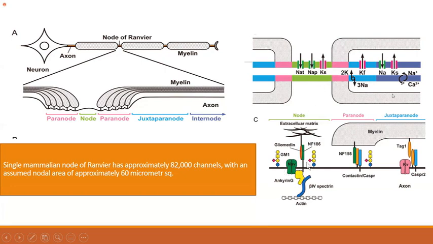These sodium channels are held in place by ankyrin G and NF186, neurofascin 186. Contactin-associated protein holds together the myelin at the paranode with the help of neurofascin 155. Potassium channels are held in place on the axon with the help of Caspr2 and TAG1. The gangliosides, here I have written GM1, are present on the node and paranodal axolemma, and they help in axon and glia interaction.